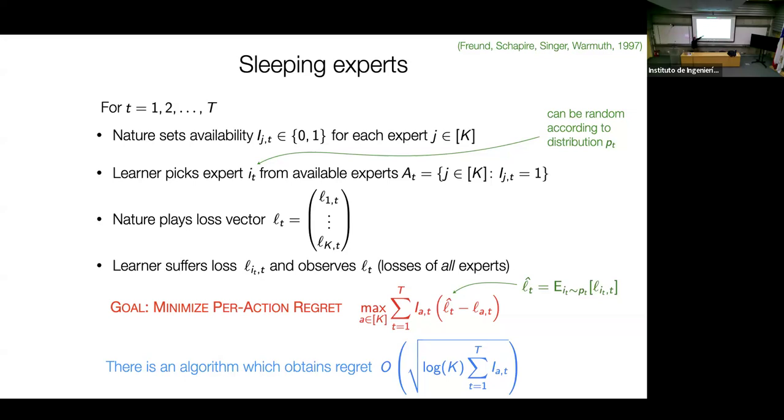And formally, this per action regret is defined this way. We're going to take a max over all of the experts. I write A because experts are like actions in this case. So for a given expert A, you just look at those rounds where it was available, when I_A,t is equal to 1. And then for those rounds, you compare the learning algorithm's expected performance conditional on p_t.